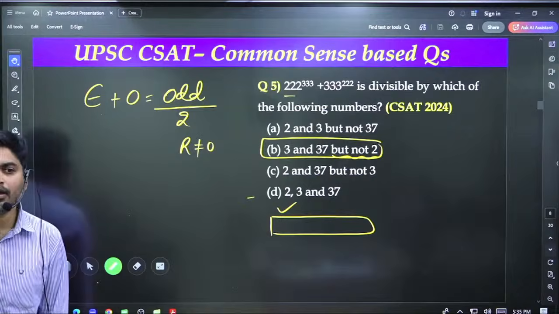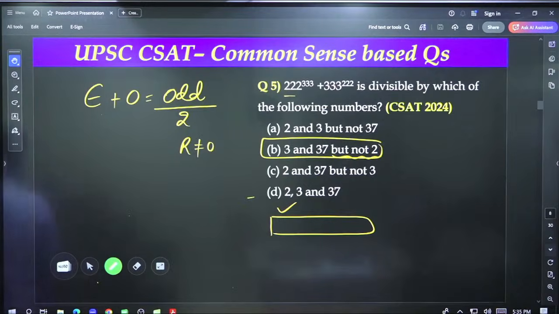Even number plus odd number, the result is an odd number. Odd numbers are never divisible by even numbers.